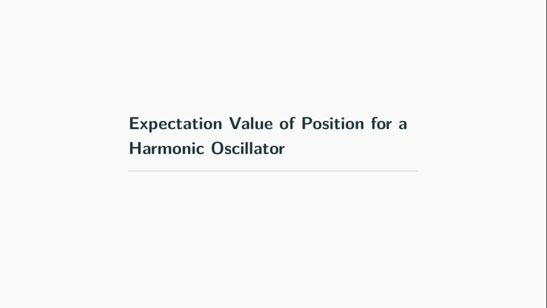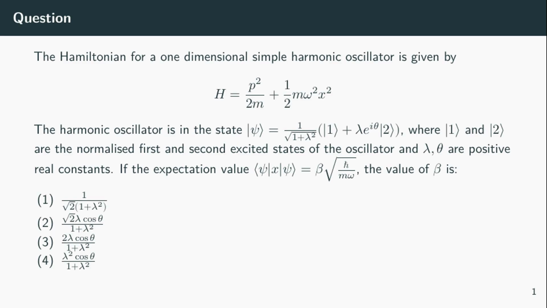Okay, let's walk through finding the expectation value of position for a harmonic oscillator in a specific state. So we are given a problem about a one-dimensional simple harmonic oscillator. You can see the Hamiltonian here on the slide. It's the standard one, H equals p squared over 2m plus 1/2 m omega squared x squared.